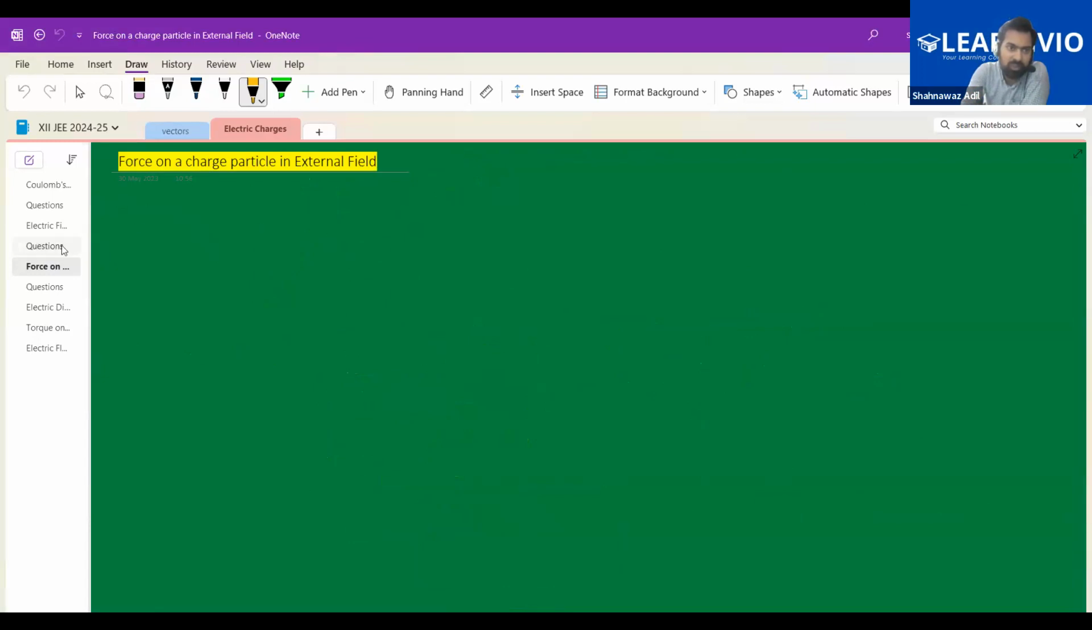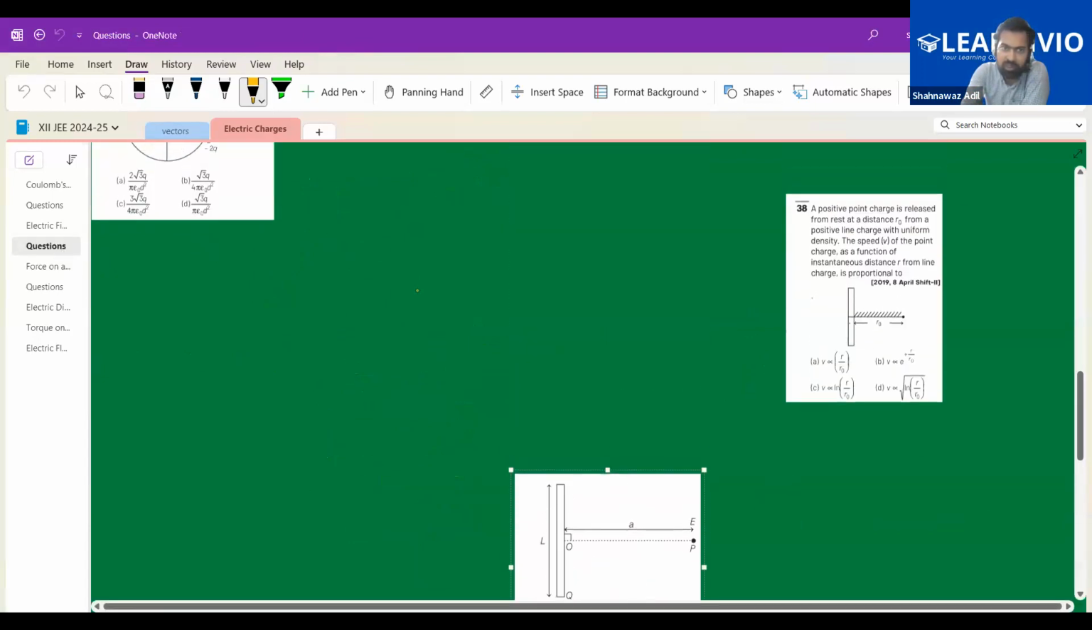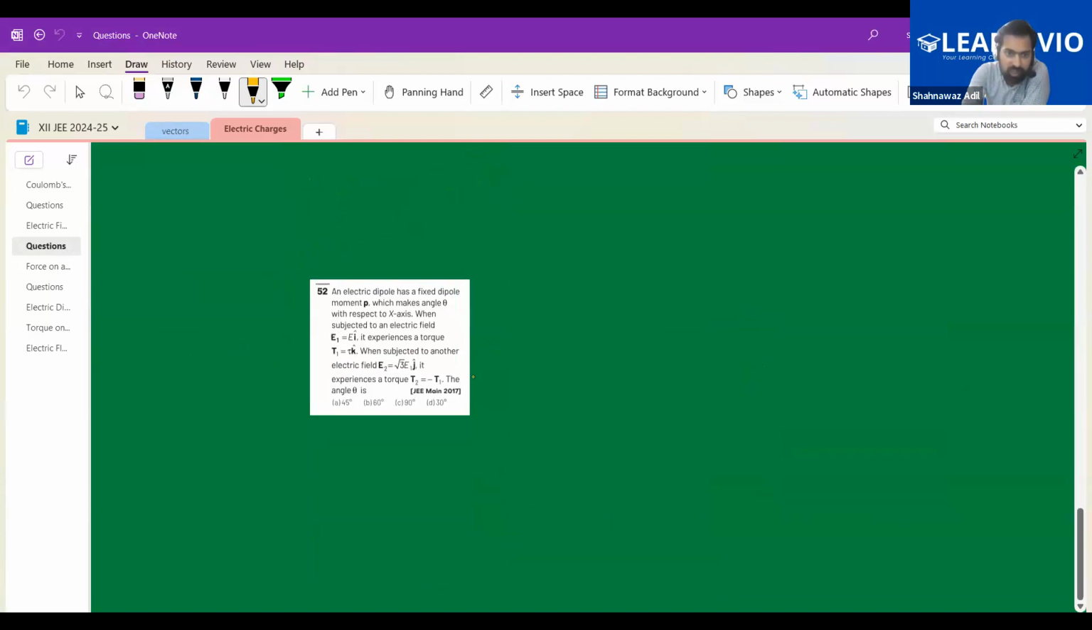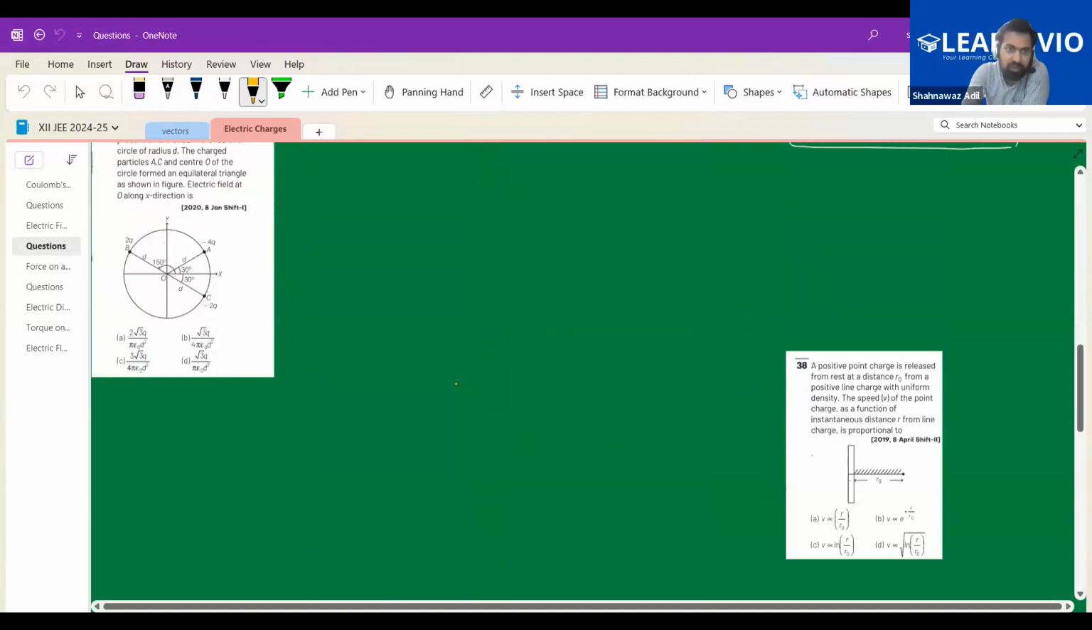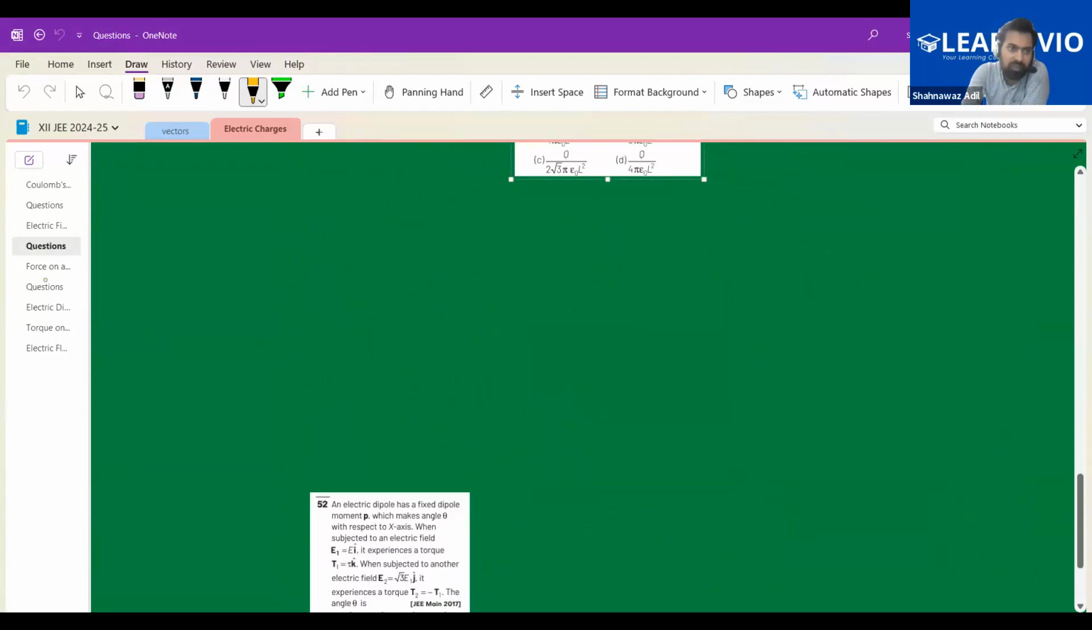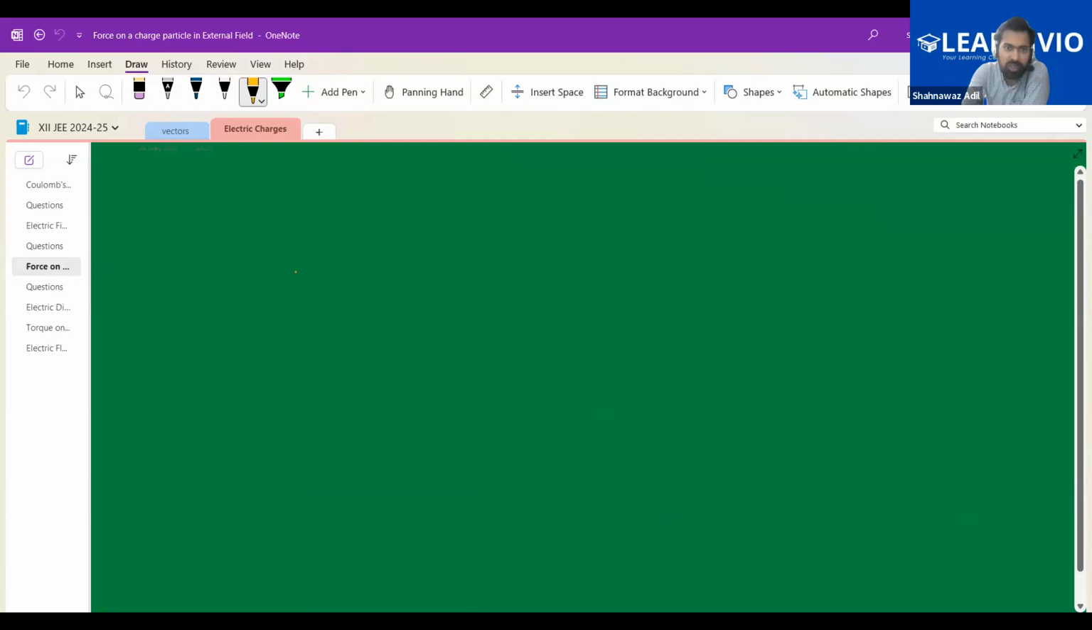We have done all the questions, right? We have done this question, which is related with the force on charged particles, and this one, which is related with the torques. So we have done all these questions. Now let us talk about the force on a charged particle in the presence of the electric field.